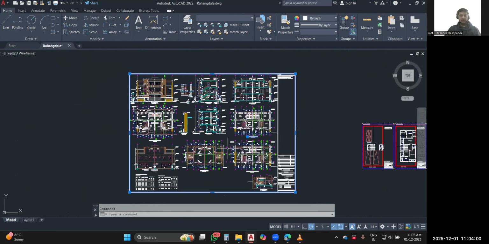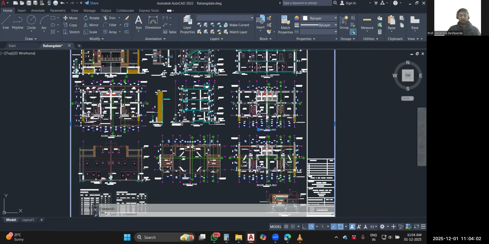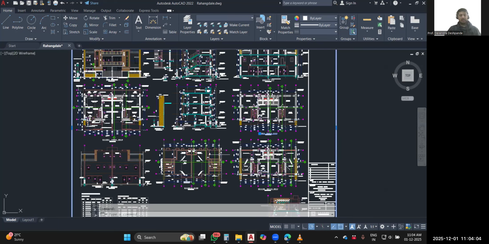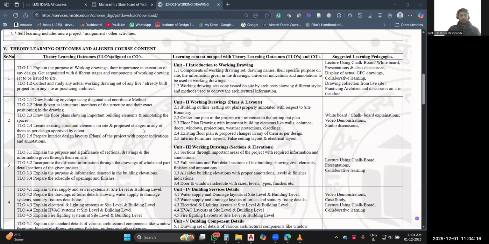So this was an example of a set of drawings that are required to execute the design as per your intent on site. So that was unit 1. Unit 2 is specific regarding how to develop a plan or a layout.